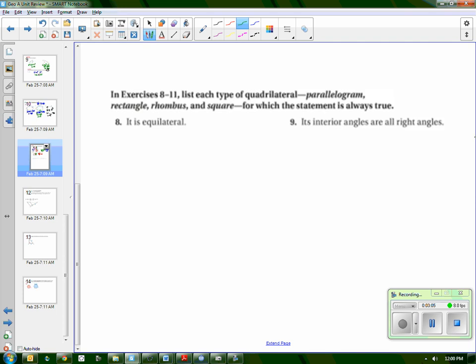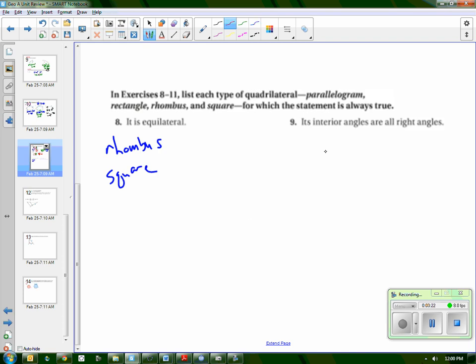All right, last questions for Unit 2. Parallelogram, rectangle, rhombus, and square. Equilateral, let's see. Parallelograms, nah. Rectangles, nope. Rhombus, yes. A rhombus is equilateral, and a square is equilateral. It is also equiangular, so rhombus and square for that one.